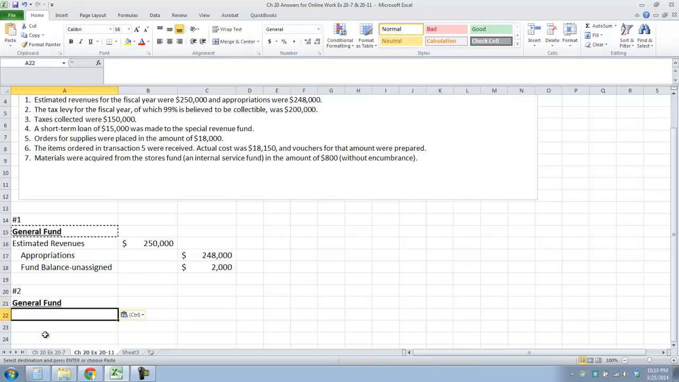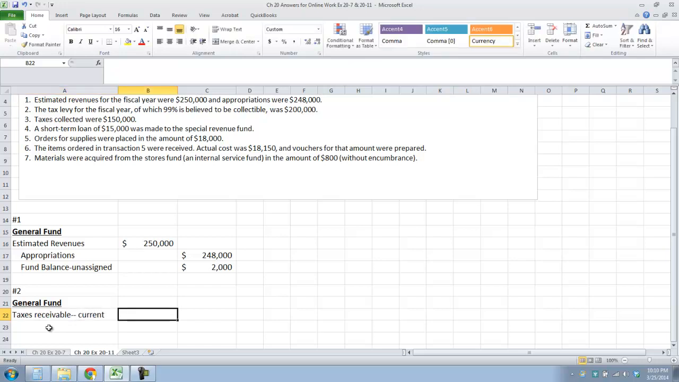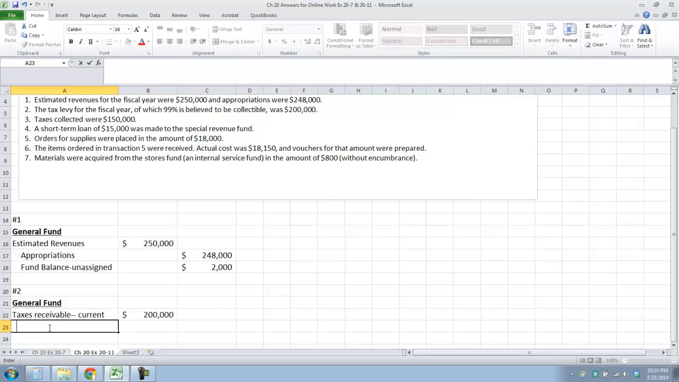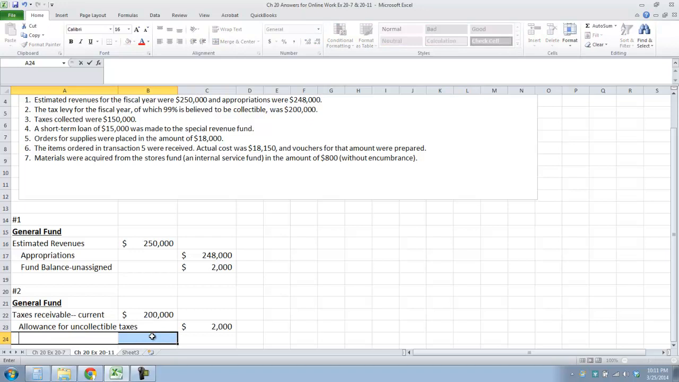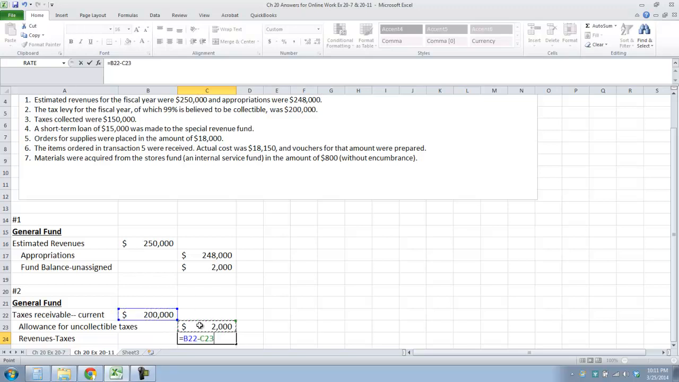Again, we're in the general fund. And it's going to be taxes receivable, current, $200,000 for the entire levy, allowance for uncollectible taxes, and that is 1%, for $2,000. And then we're also going to debit revenues, taxes, and that's 99%, or $198,000.